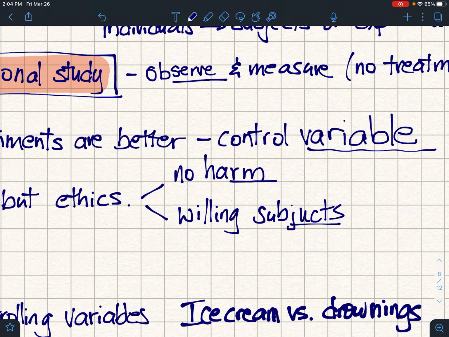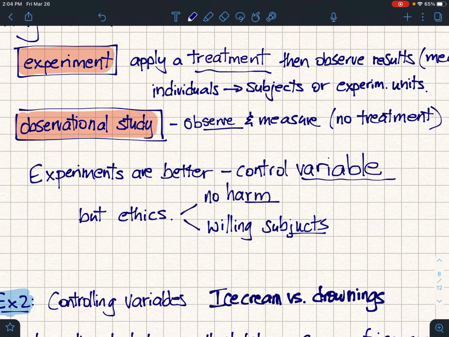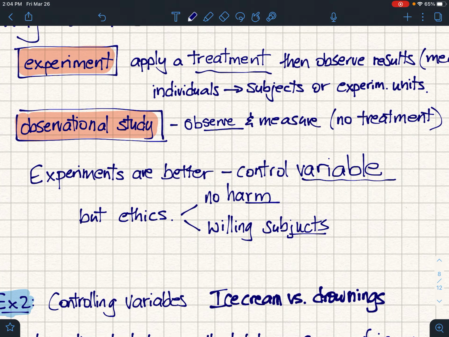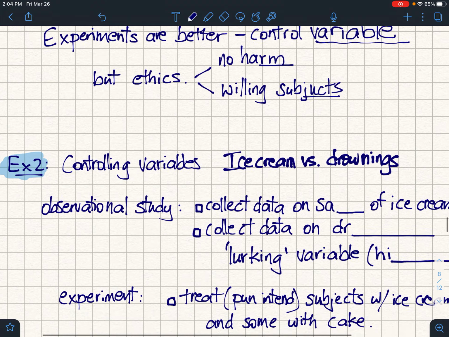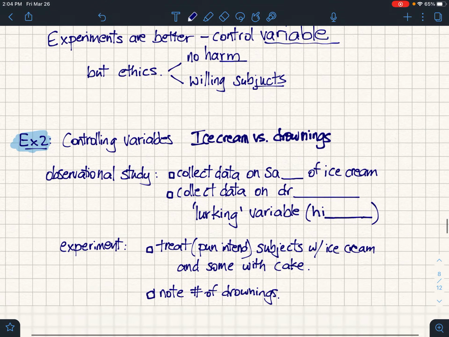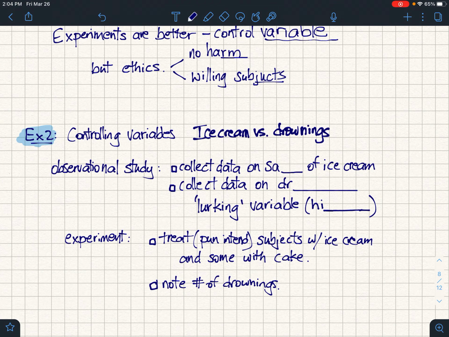In the past, that wasn't too much of a concern. There's all sorts of scary stories of doing experiments on groups of people that were not willing. They were just part of that experiment because they didn't have any power. Horrible stories.